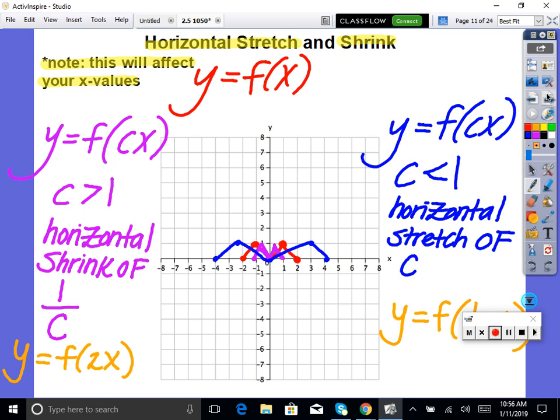So what's happening is, before when it was vertical, the a value was multiplied in front of the function. Now notice the a value or c value, we're just using a different variable, is times right in front of x. That's going to affect your x values. Do you see how it's times right in front of x? So if c is greater than 1, it is opposite of what vertical is. So if c is greater than 1, it's actually a horizontal shrink of 1 over c. Do you see how that's opposite? Normally we call that a stretch.